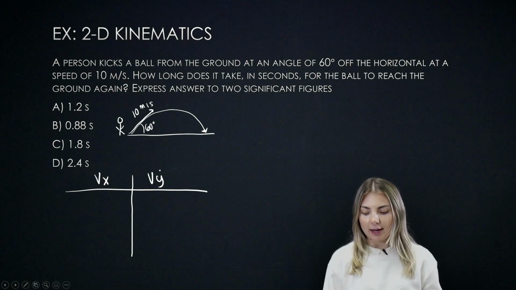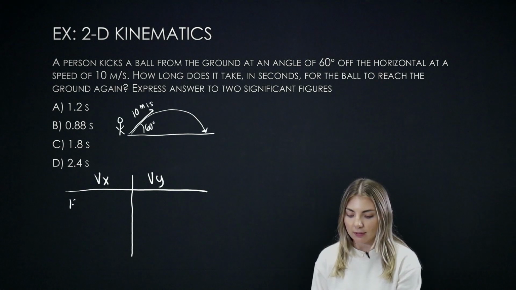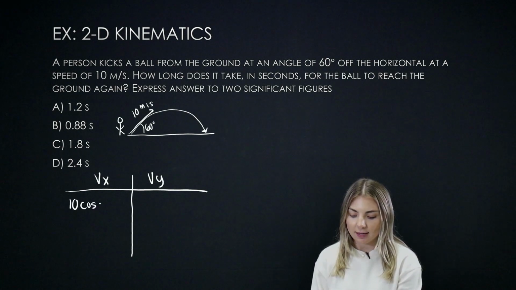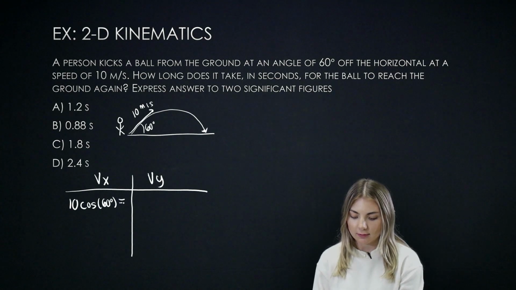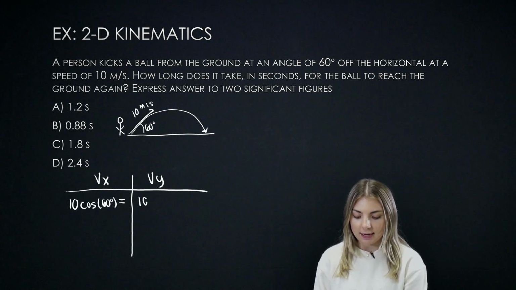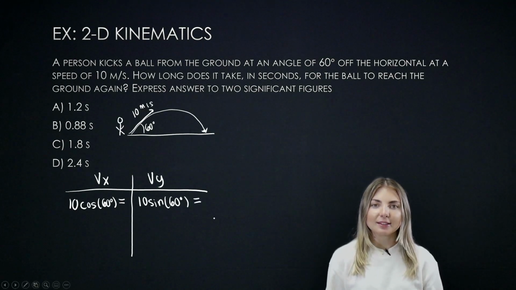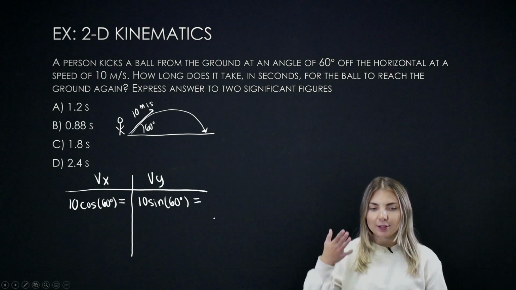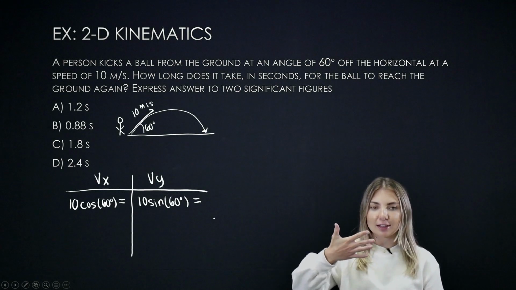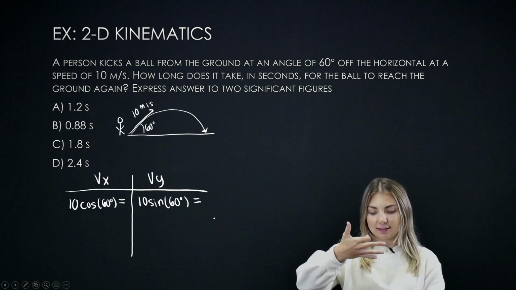And first, let's find the velocity in the x direction. So in order to do this, we'll have 10 times cosine 60 degrees. And for the y direction, we have 10 sine 60 degrees. So now let's use our left-hand rule we just went over. Looking at our left hand, 60 degrees is going to be our pointer finger, so we'll put that finger down. And let's start with x.